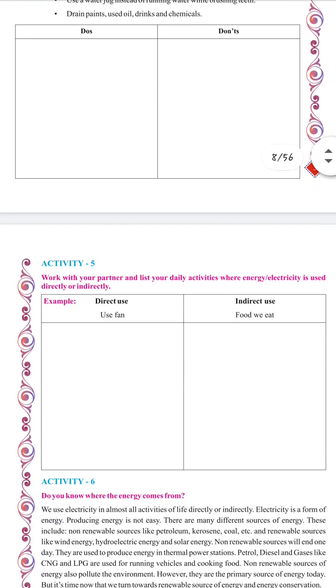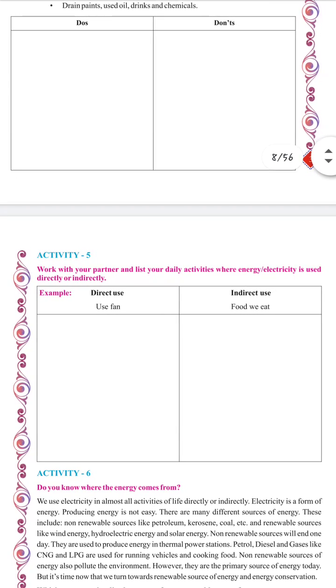Let's go to activity number 5. The heading says: work with your partner and list your daily activities where electricity is used directly or indirectly. An example is also given. Direct use is using a fan, and indirect use is the food we eat. While preparing food, we use energy, like the cooking gas which is used for cooking food, but we are not using it directly. The energy is used for cooking food and we are eating. So for eating food, the energy is used, but that energy is not consumed by us directly. While using the fan, the energy is used by the fan directly.